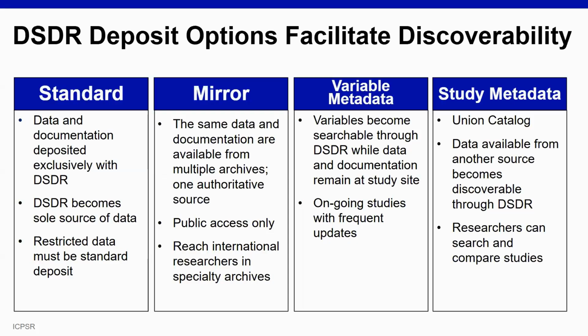With the mirror deposit, the same data and documentation are made available for multiple archives, with one archive being designated as the authoritative source. This deposit option is available for public access data only. And one use of a mirror deposit option is for sharing data in specialty archives in different countries or continents, in addition to DSDR. We also allow for the deposit of study and variable metadata.